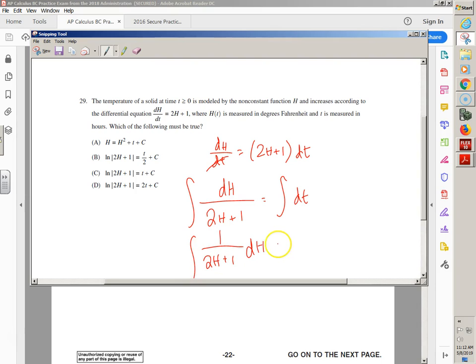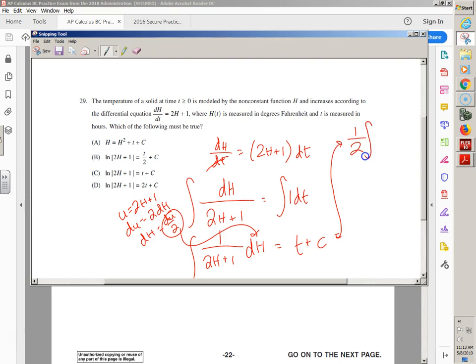I need to do some u sub. That's just t plus c. And the integral of 1 is t. If I have to do some u sub, this du would equal 2 dh. So dh is du over 2. Let's go up here. So I'd have a 1/2 in front with a 1 over u du equals t plus c. Is that kind of making sense?